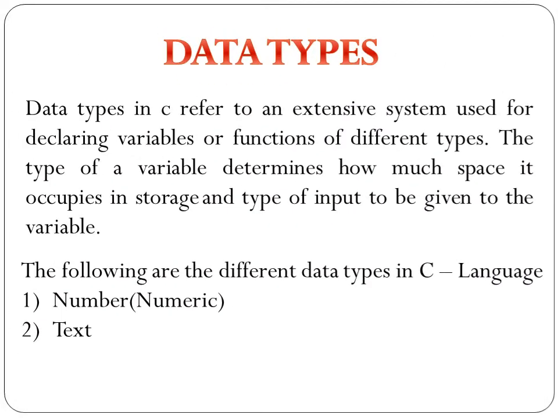The data types in C language refer to the procedure used for declaring variables or functions which are of different types. The type of variable determines how much space it occupies in storing the value and the type of input to be given to the variable. In general, the data types in C language are of two types: the first one is numeric type of data and the second one is text type of data.